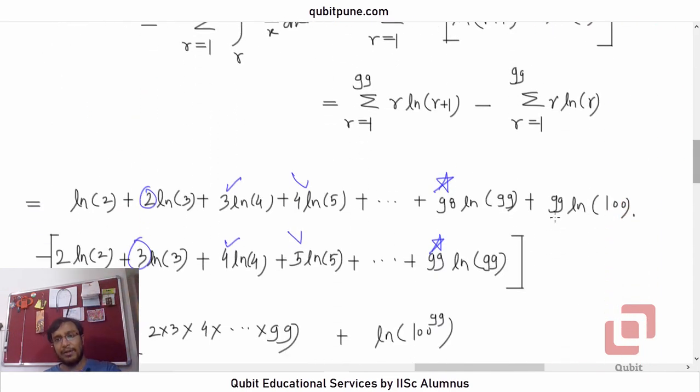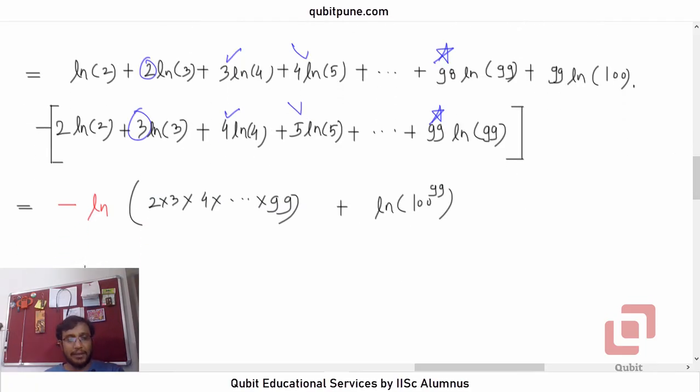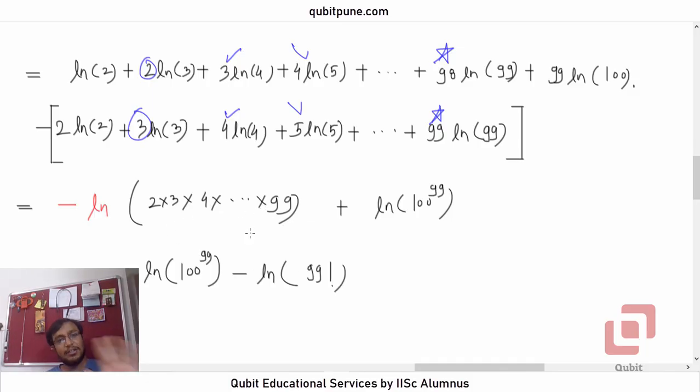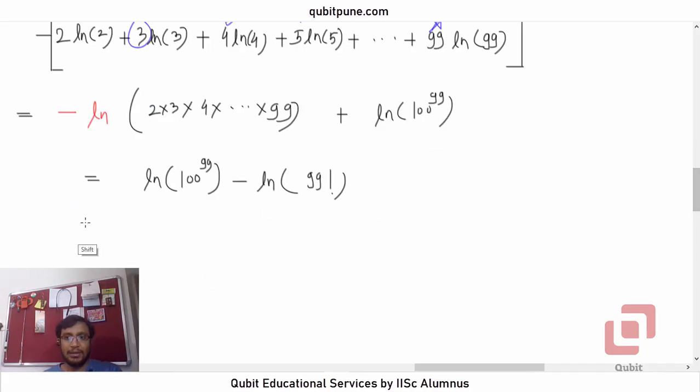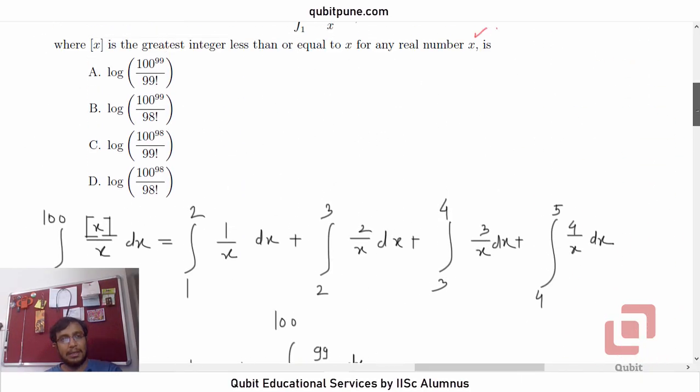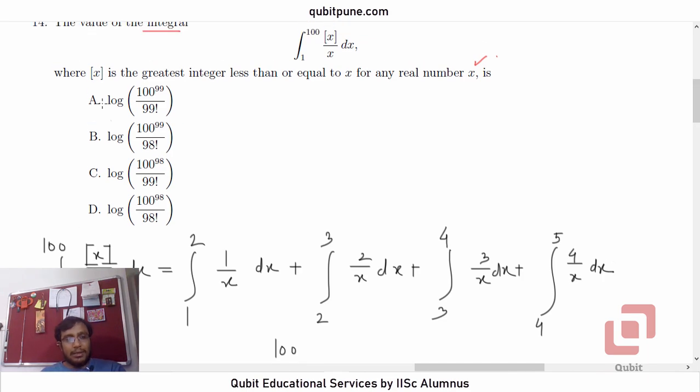It was some power of 100. So let's use the property of logarithms to make 99 a power of 100. Now what is this? This is ln 100 to the power 99 minus ln 99 factorial, like 2 into 3 into 4 up to 99, as well as 1 into 2 into 3 into 4 and so on. So that's ln of 100 raised to 99 upon 99 factorial, and that is option A.